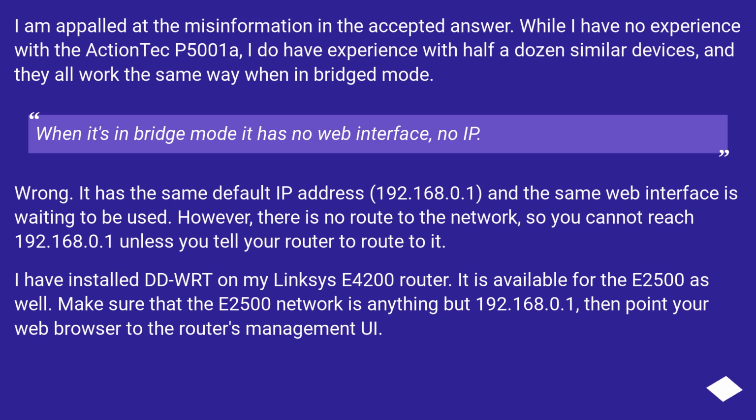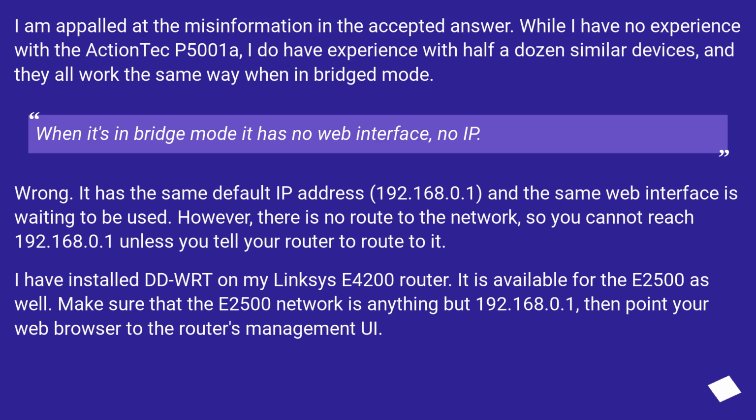Wrong. It has the same default IP address, 192.168.0.1, and the same web interface is waiting to be used. However, there is no route to the network, so you cannot reach 192.168.0.1 unless you tell your router to route to it. I have installed DD-WRT on my Linksys E4200 router. It is available for the E2500 as well.